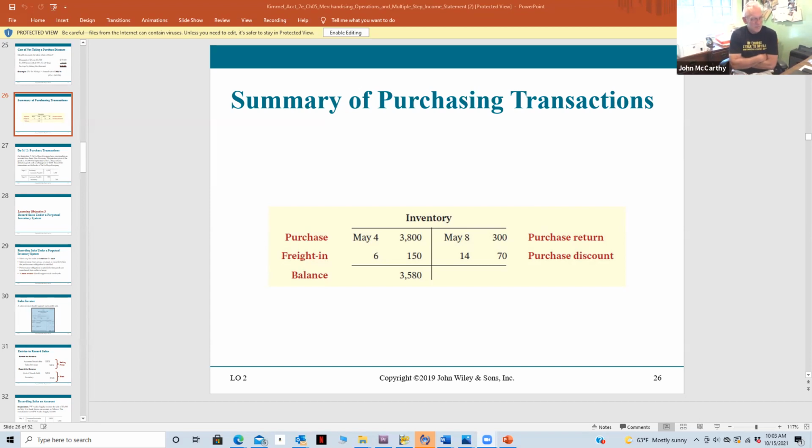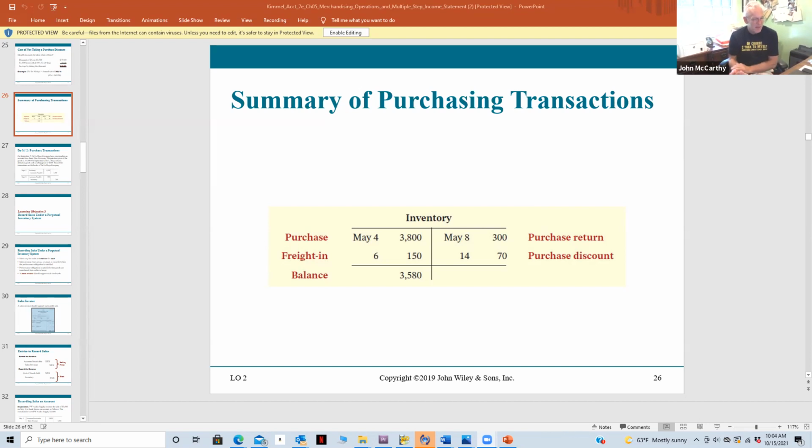On the first thing, we buy $3,800 of inventory, and that's of course debit inventory and credit accounts payable, and the nature of that is the purchase of inventory. That's why it says purchase.